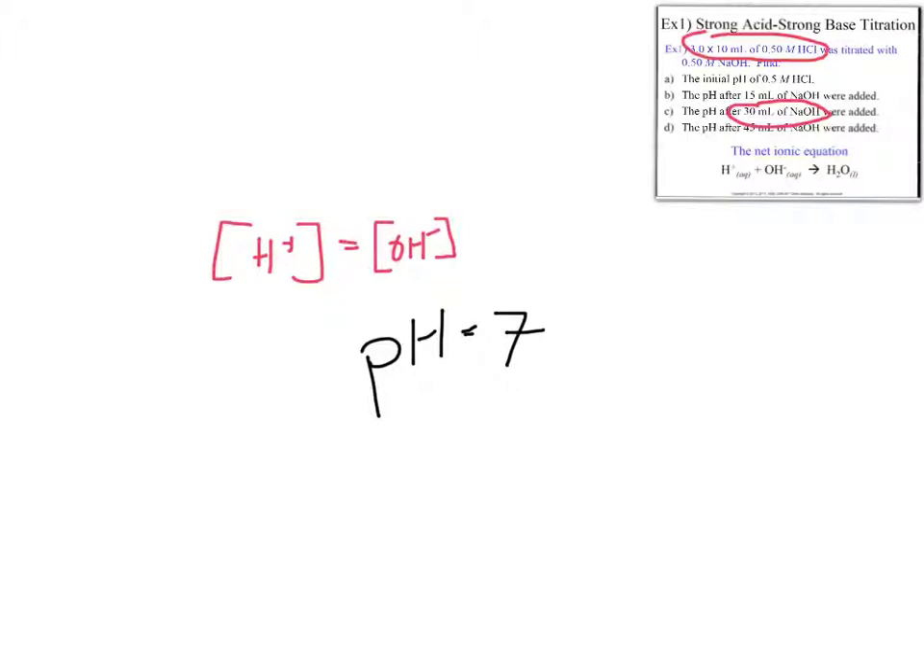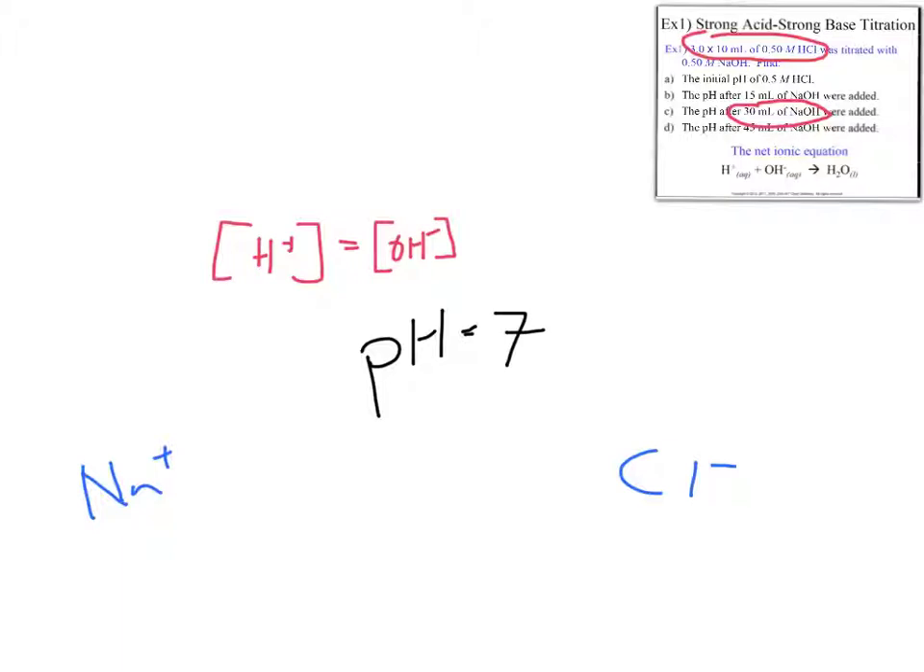Now, where this is different than titrations involving either weak acids or weak bases is the spectators in this reaction, and so that's going to be the Na plus and the Cl minus, which we haven't talked about because they are just spectators. They do not affect the pH.